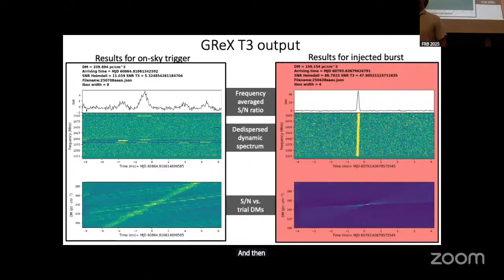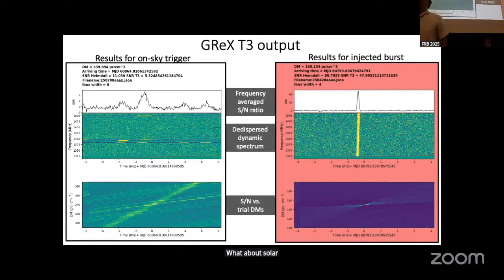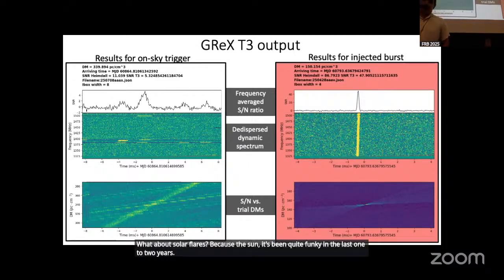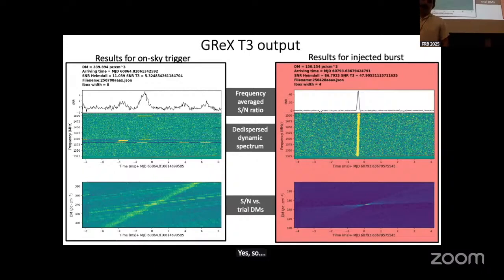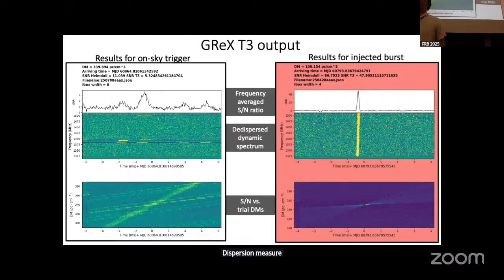And then the other question is, I guess there has been no detection even of pulsars or any galactic source. What about solar flares? Because the sun has been quite funky in the last 1 to 2 years. Yes, so we haven't done too much searching for solar flares in the regular pipeline, just because we have a lower threshold on dispersion measure there. But we do see activity in the solar continuum where it will fluctuate in intensity.